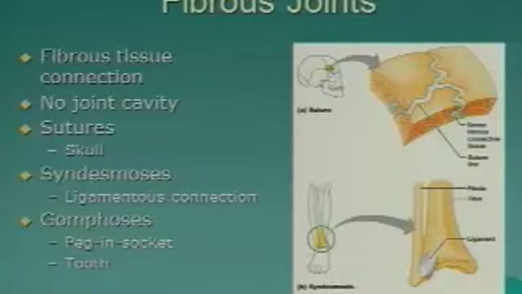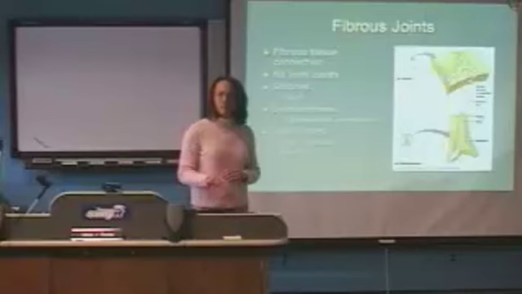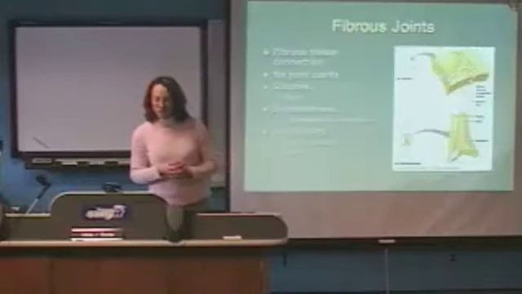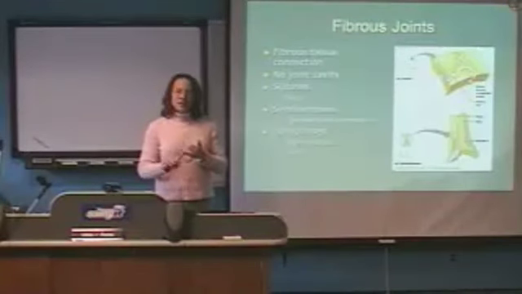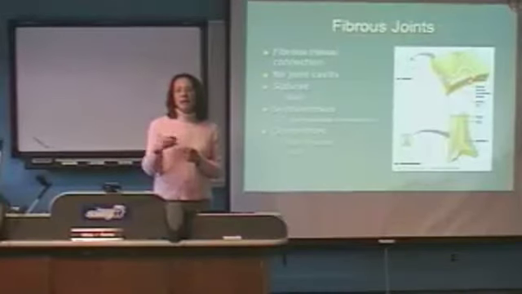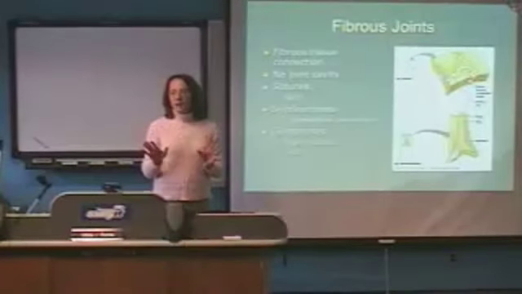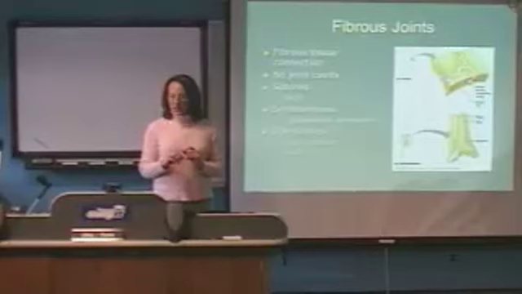Okay, fibrous joints we're going to talk about. So examples of these are going to be sutures, syndesmoses, and gomphoses. Gomphoses are going to be a peg and socket that's seen with the teeth. That's about as far as we're going to go with those.